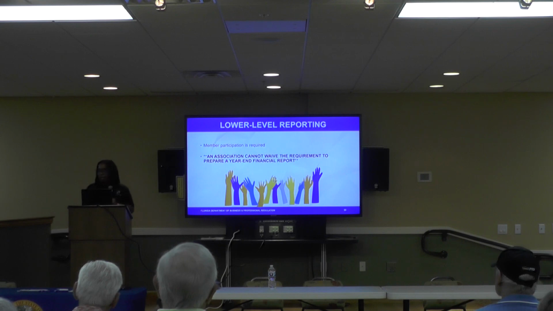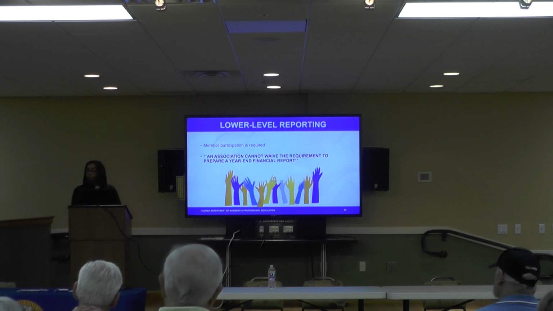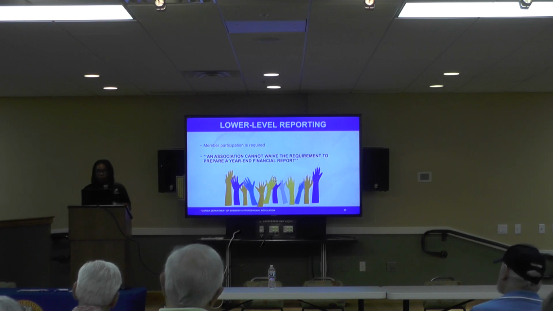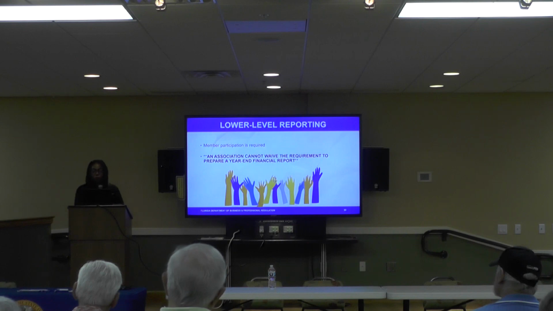So, for example, for a 2024 report, which normally is due in 2025, if you want a lower level of reporting, you must have the vote in by the end of 2024. This applies to the current fiscal year. The same vote also needs to be obtained every year for a lower level of reporting if it's proposed.